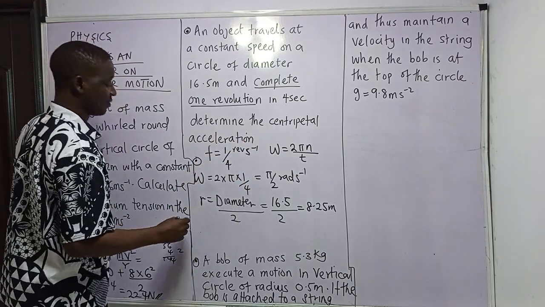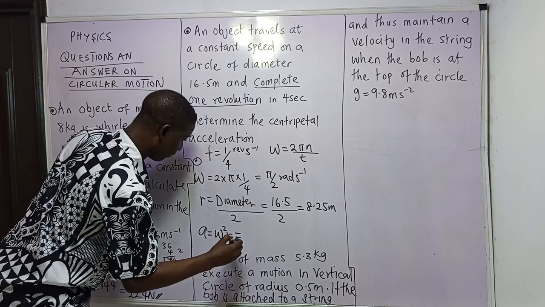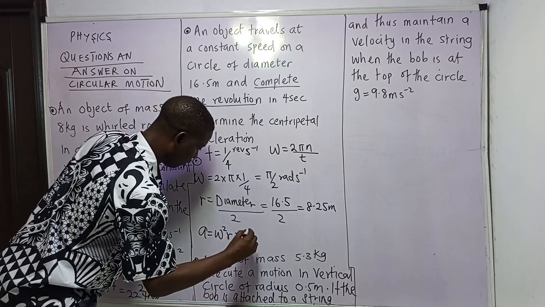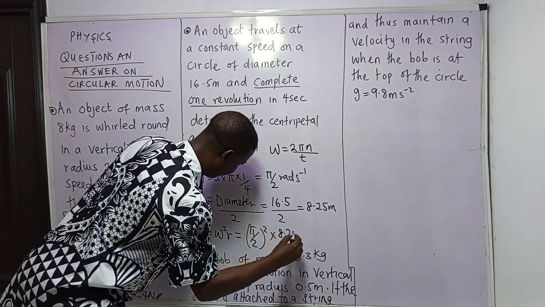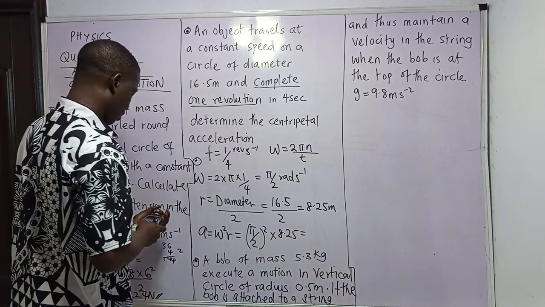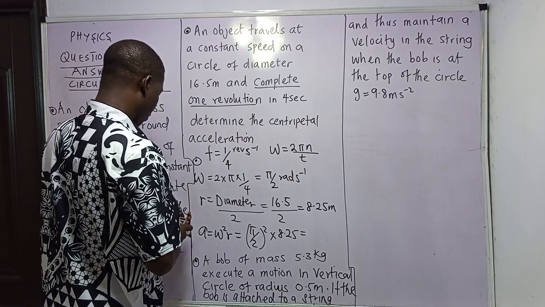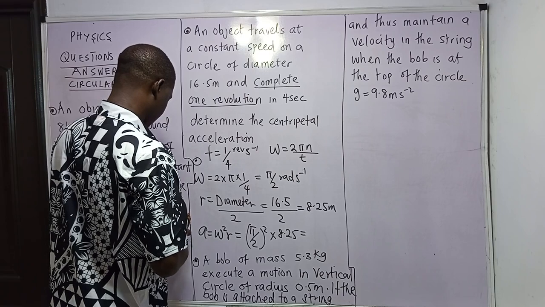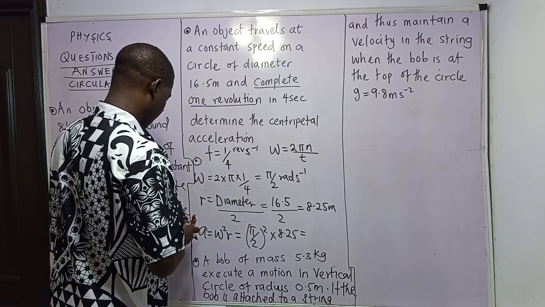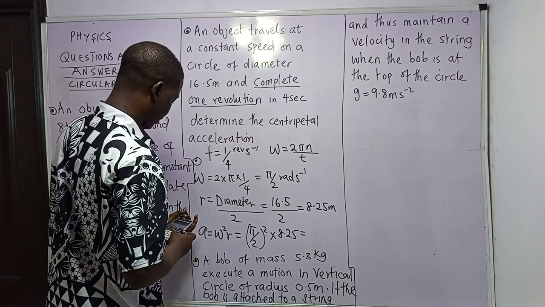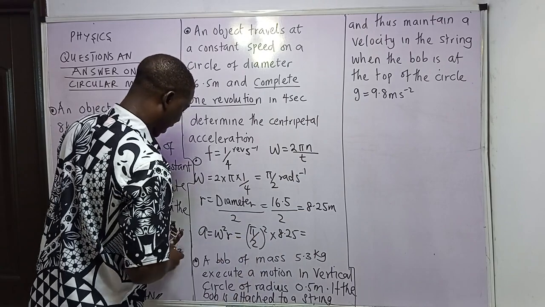So now we say calculate the centripetal acceleration. So centripetal acceleration is omega square r. And that omega is pi over 2, all square, times 8.25. So this one, pi over 2, all square, will give us what? Omega square r.